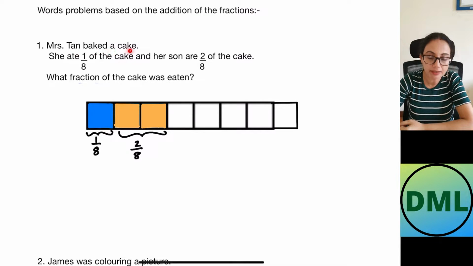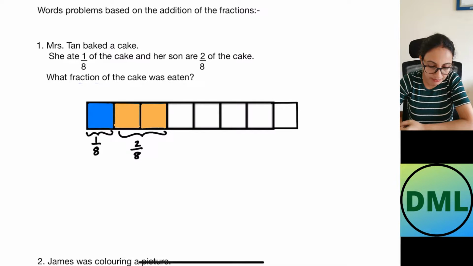Tan baked a cake. She ate 1/8 of the cake and her son ate 2/8 of the cake. What fraction of the cake was eaten? As you can see that Tan baked a cake. She ate 1/8 of the cake. That means how many total parts it should have? It should have 8 equal parts, right?